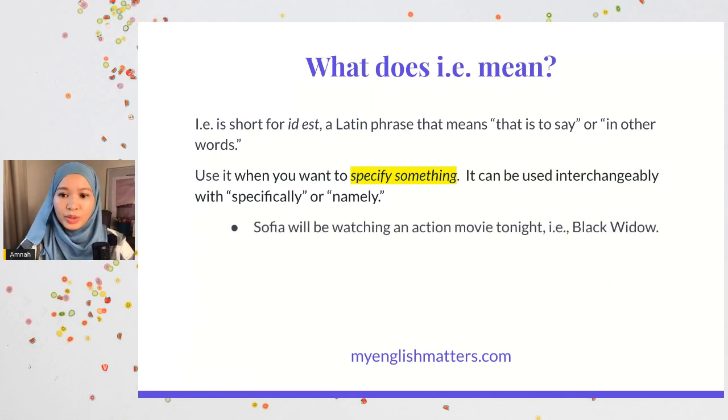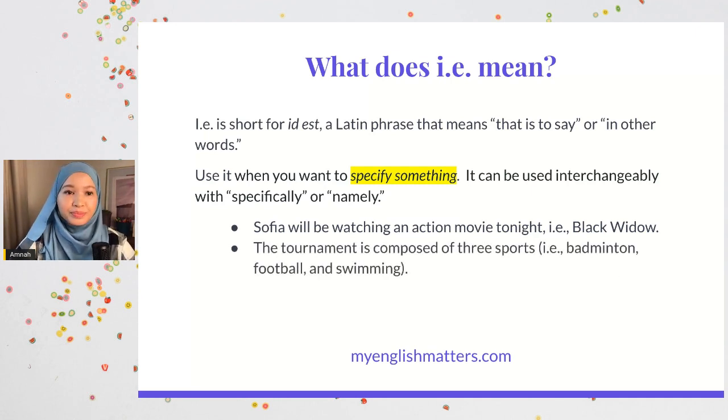Sophia will be watching an action movie tonight, i.e. Black Widow. So if I replace IE with the word specifically or namely, it would sound like this: Sophia will be watching an action movie tonight, specifically Black Widow. So that means Sophia's going to watch Black Widow. She's not going to watch any other movie. She's going to be watching Black Widow tonight.